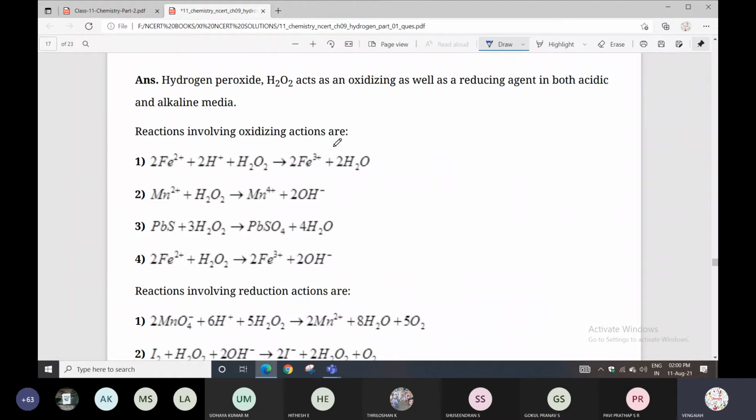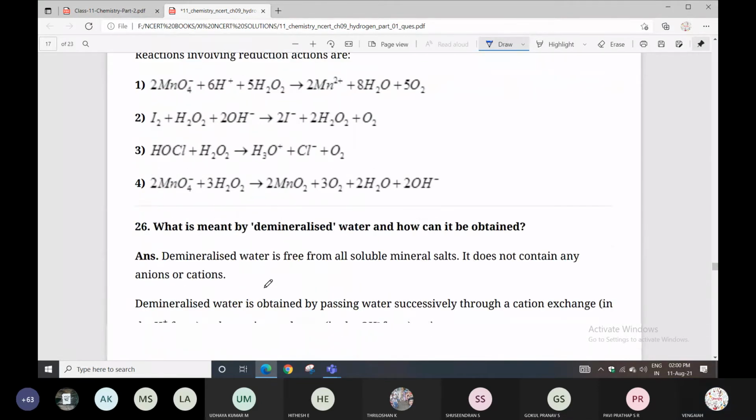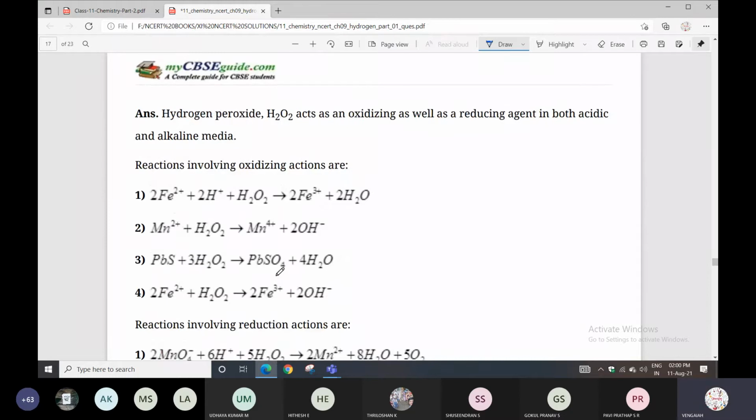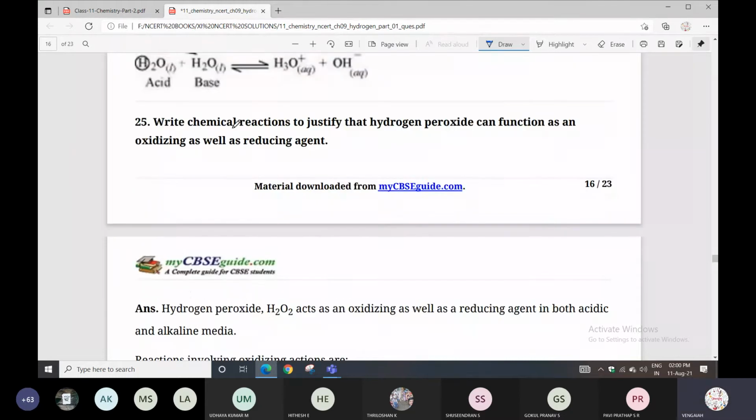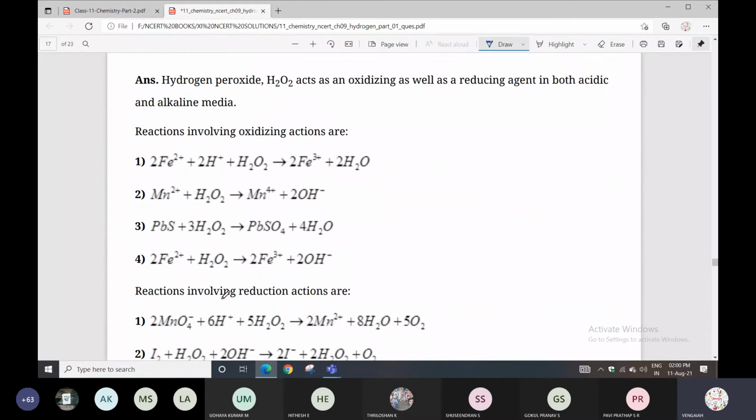They have also given the reactions involving reduction actions. Once again, the question: write the chemical reactions to justify that hydrogen peroxide can function as an oxidizing as well as a reducing agent. First they have given oxidizing actions, next they have given reducing actions. Please check those reactions also.